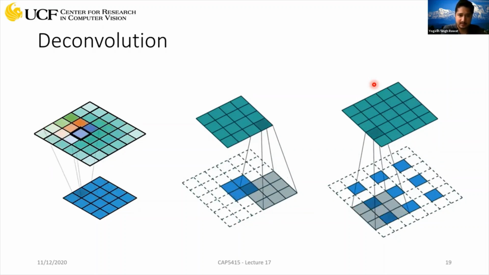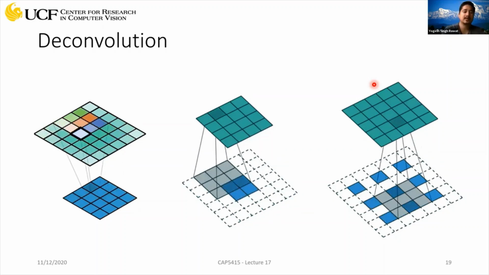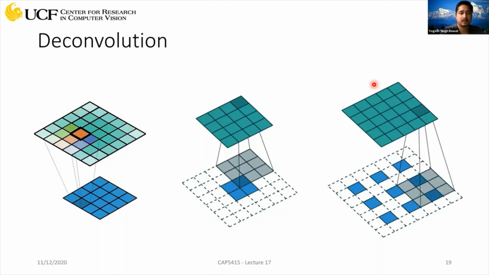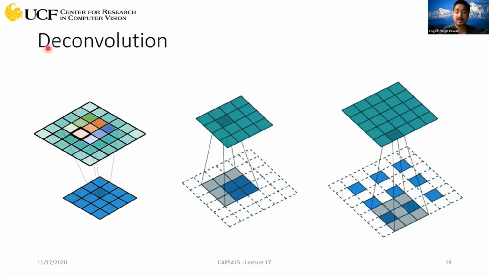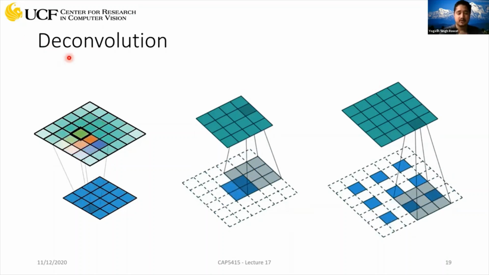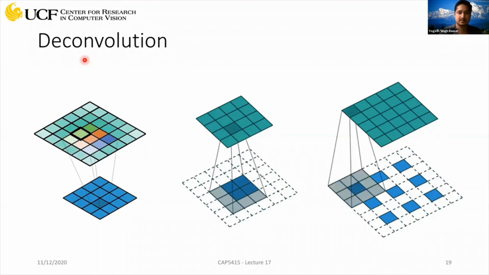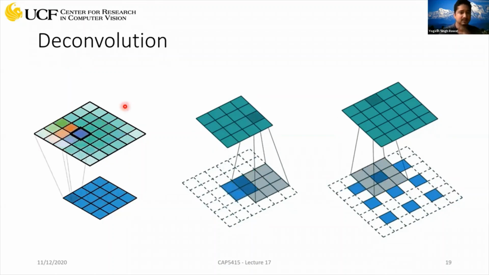Now, there's another way to perform upsampling and also do some kind of learning. There are different names for this. This is called deconvolution. You can also call this transpose convolution. And I think there are some other names as well.